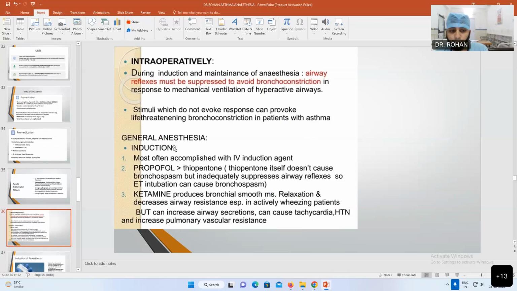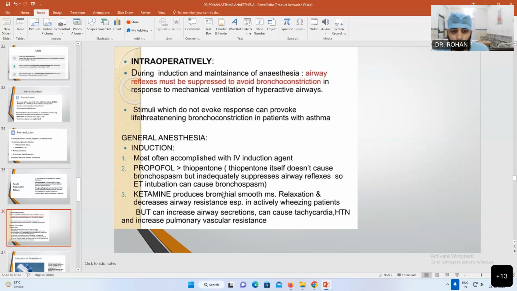Usually, we induce the patient with propofol because propofol significantly suppresses the airway reflexes, and thiopentone is avoided since it incompletely blunts the airway reflexes, which might trigger an episode of acute asthma attack.